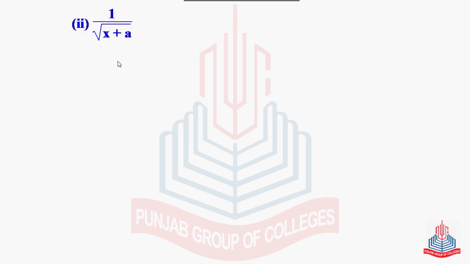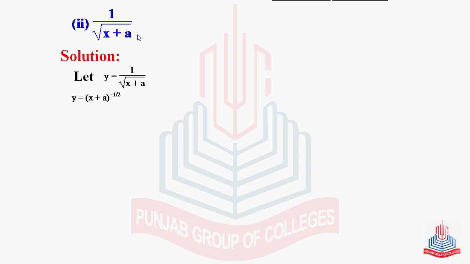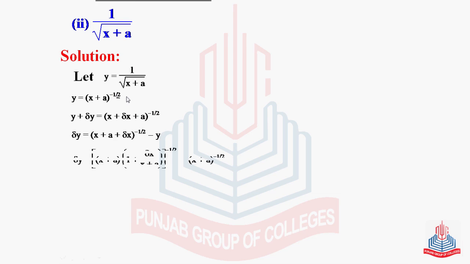The second part, 1 over the square root of x plus a, is almost the same, with just a small change: x plus a instead of x plus 2 as in the previous part. So y is equal to 1 over the square root of x plus a, and y is equal to x plus a raised to the power minus 1 by 2. Applying the same process of differentiation, we have delta y equal to x plus a times 1 plus delta x over x plus a, whole raised to the power minus 1 by 2, minus x plus a raised to the power minus 1 by 2.